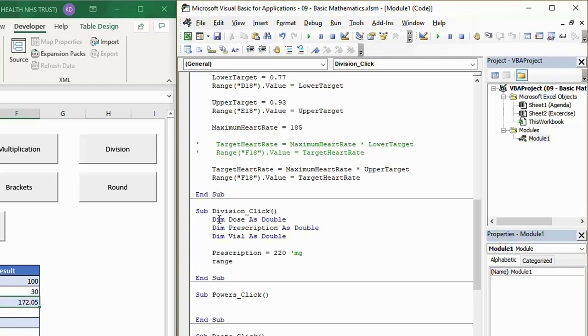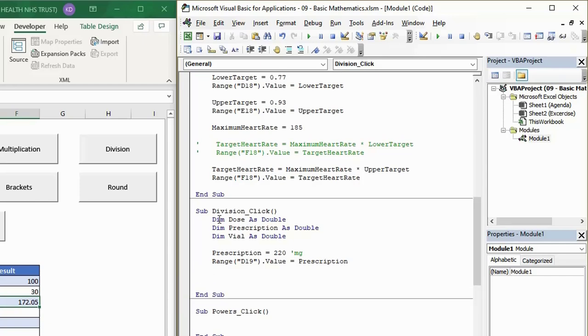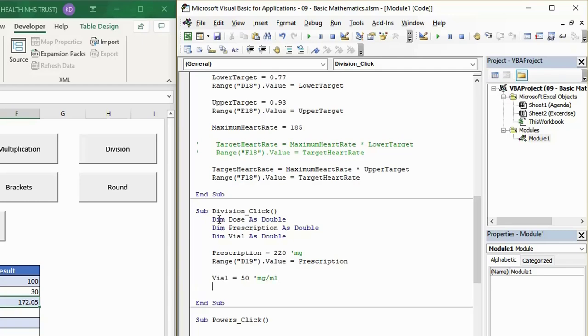Let's write that to Excel. And let's assume the medication arrived in vials that are 50 milligrams per mil. Let's write that out to Excel.